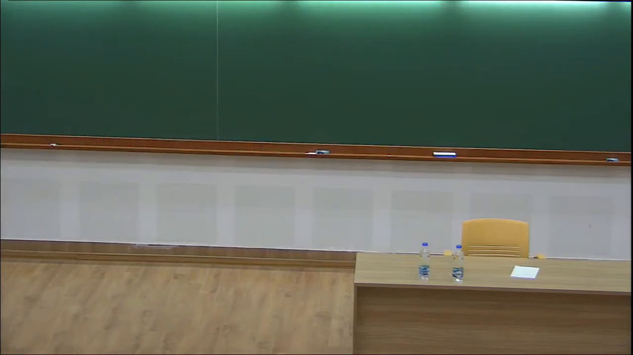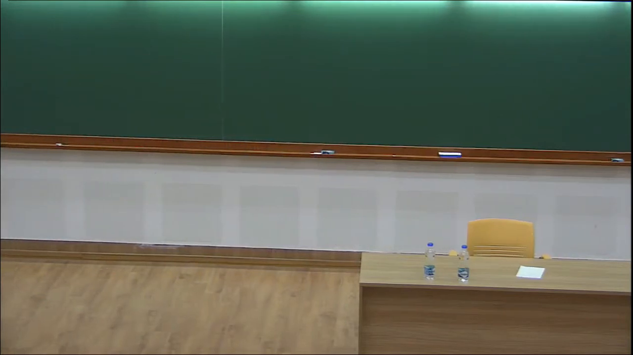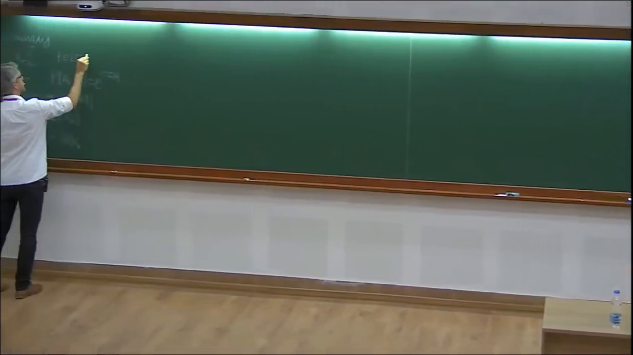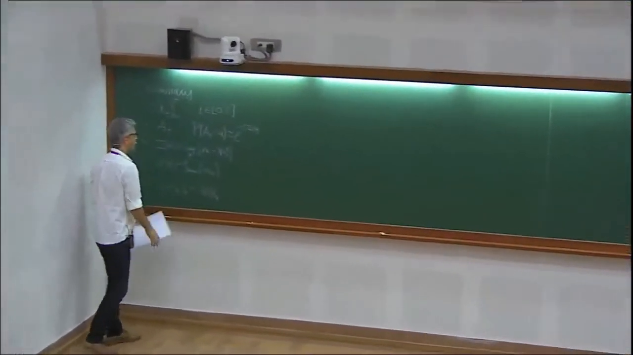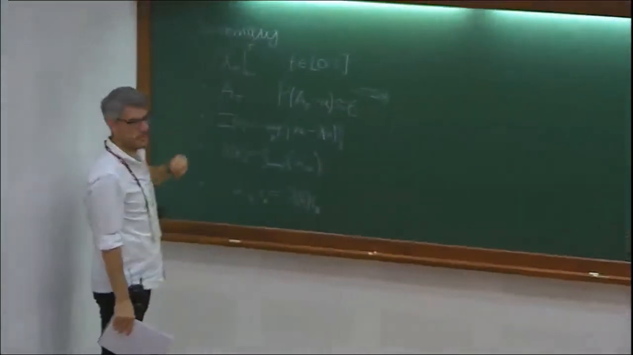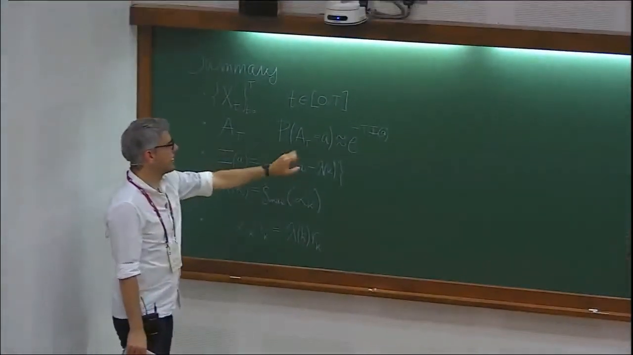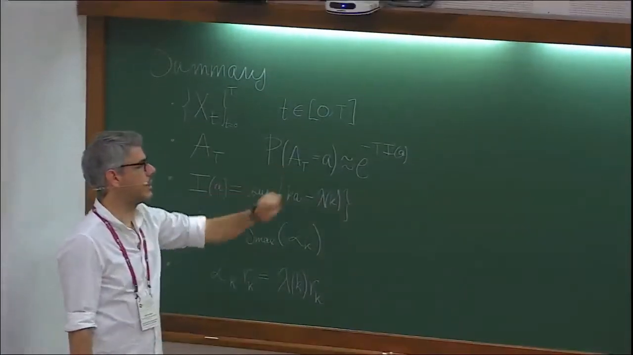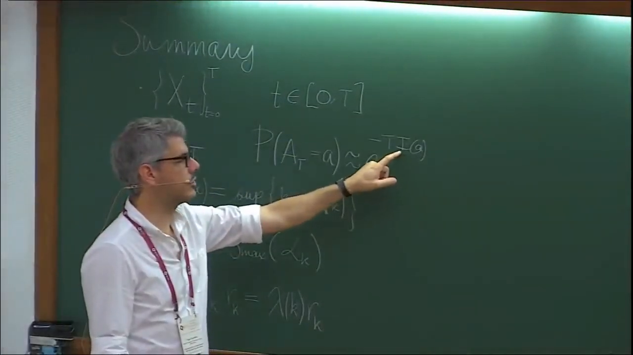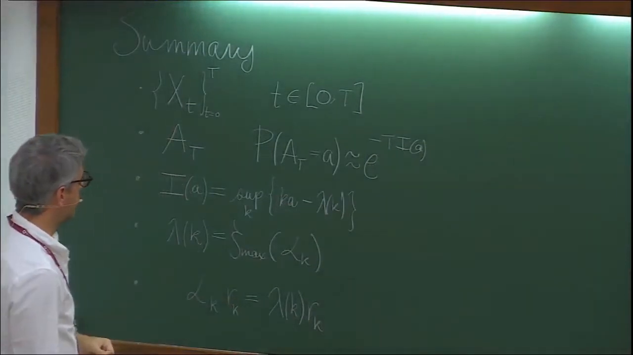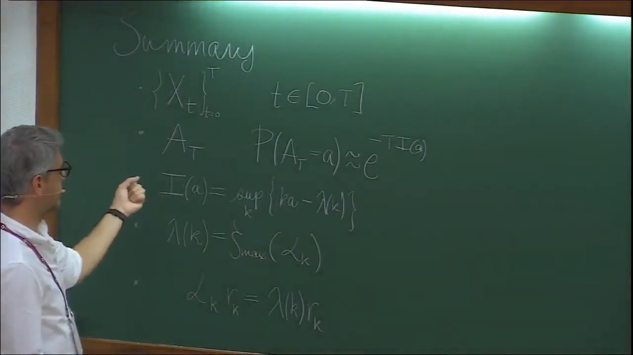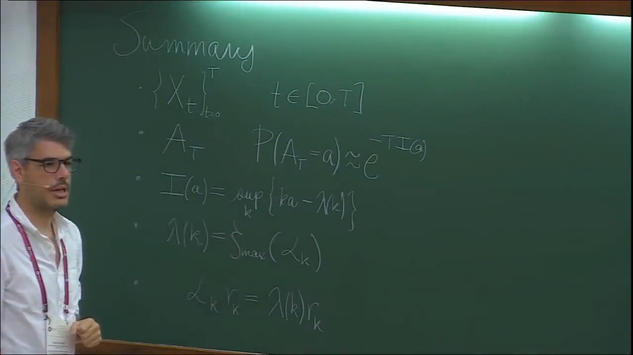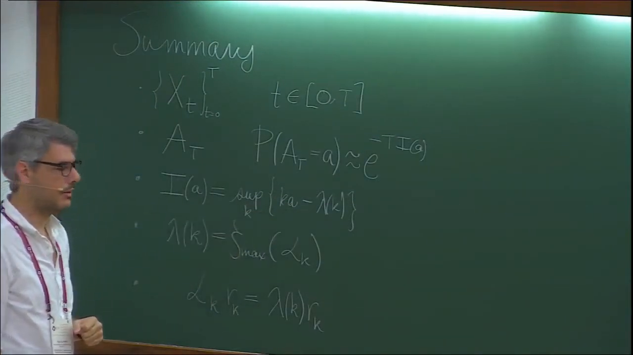Okay, so here I've put a summary of what we had yesterday. We have a Markov process over a time horizon 0 to capital T. Over that time horizon, we define some random variable A_T, which obeys a large deviation principle ruling its distribution, and we want to calculate the rate function I(a). Using the Gärtner-Ellis theorem, we extract the rate function as a Legendre transform of some function lambda(k), which is the scaled cumulant generating function.